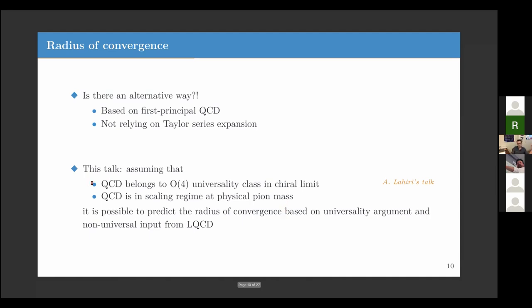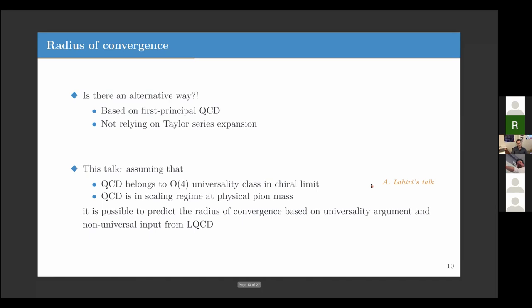And in this talk, well, I have to assume something. I will assume that QCD belongs to the O(4) universality class in the chiral limit. Lattice QCD is consistent with this assumption. Please look at that talk.